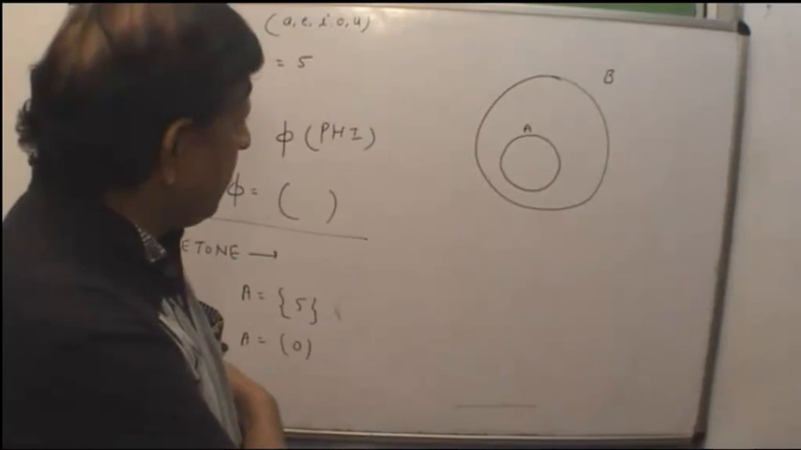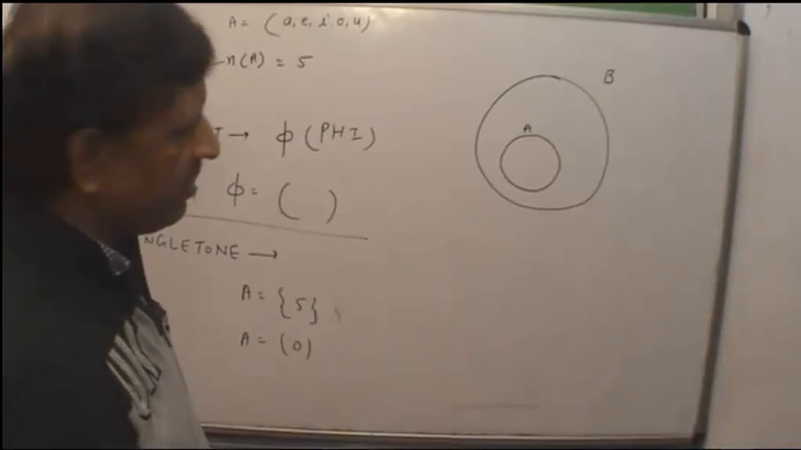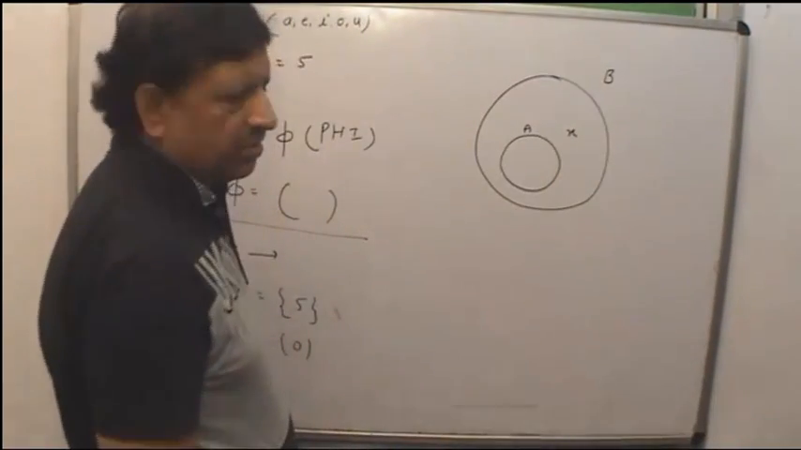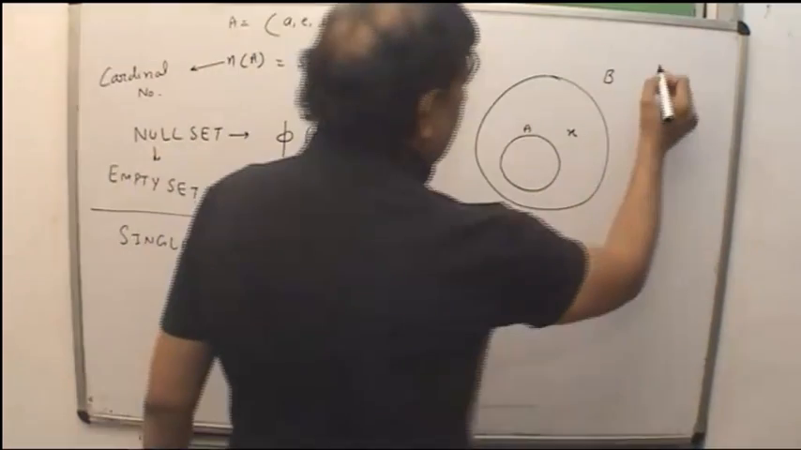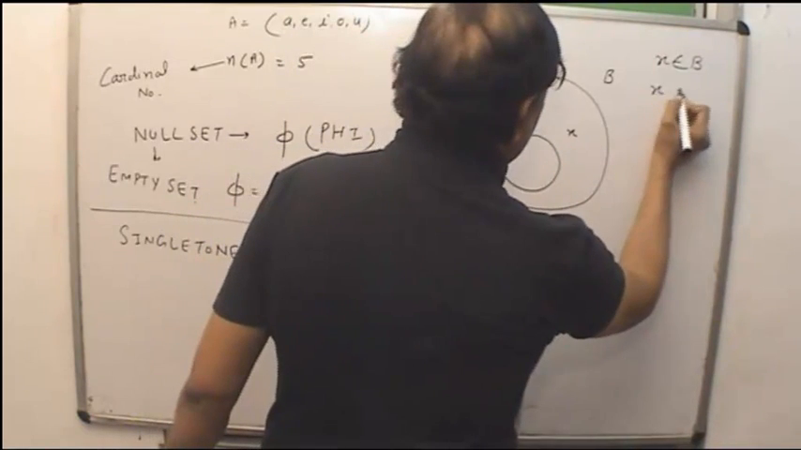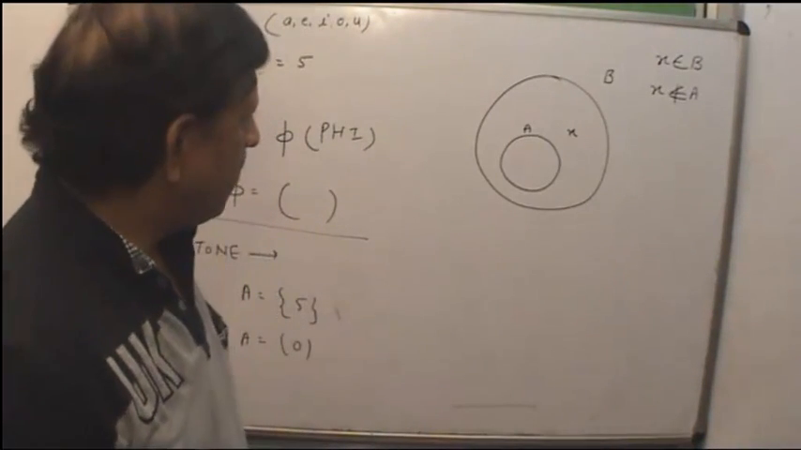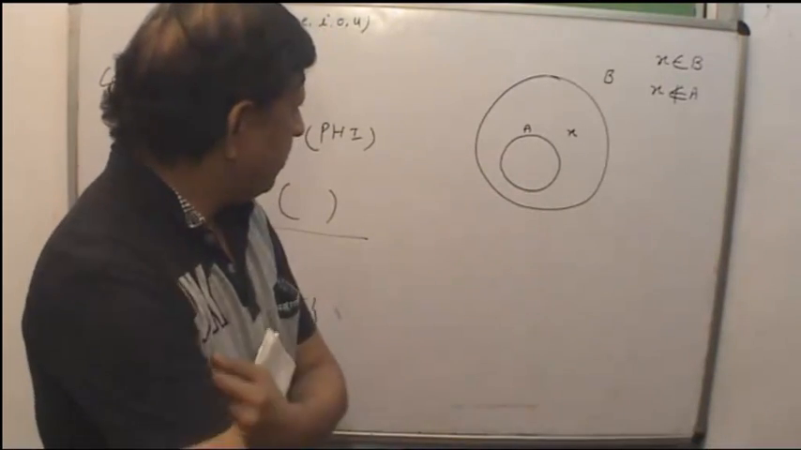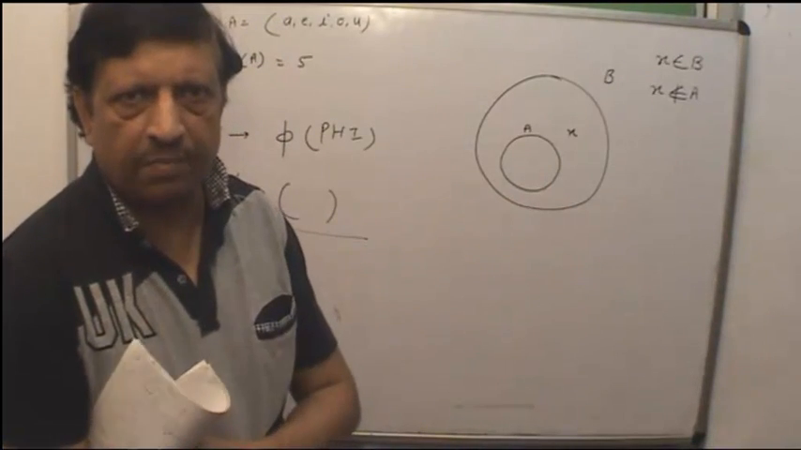But in our discrete mathematics, how do we represent it? Like this. We consider a member, say X. Here we see X belongs to B, but X does not belong to A. It means we can say that A is not a part of B.